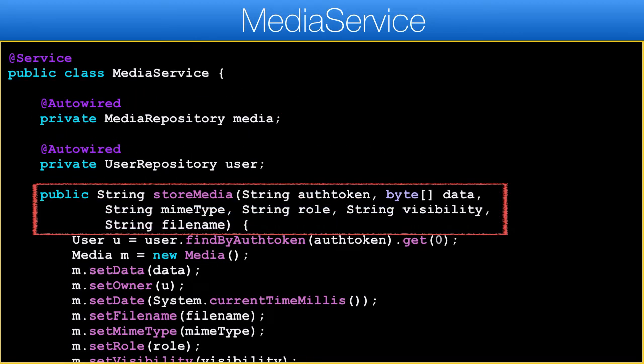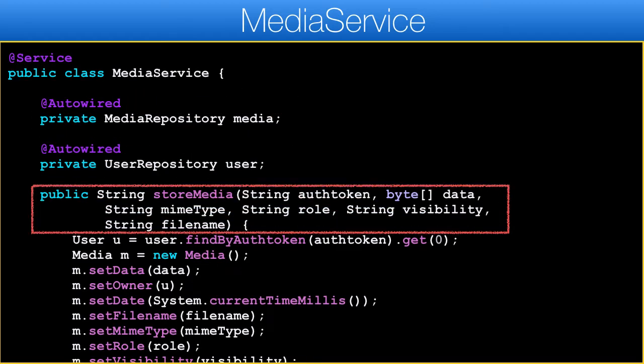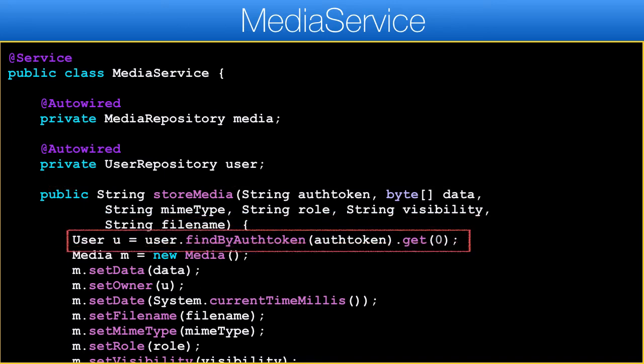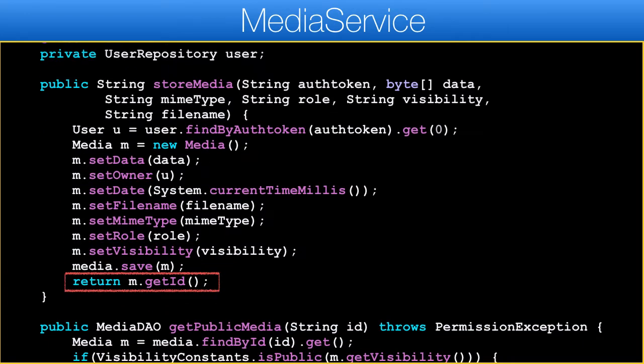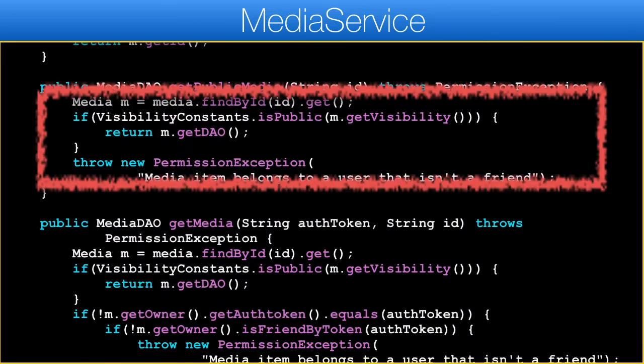When adding a new media, we accept almost all the values from the client, with the exception of time, which we store in the server to prevent abuse. We need an auth token to make sure the media is saved under the correct user. We return the media ID when we are done, so it can be referenced by the user.